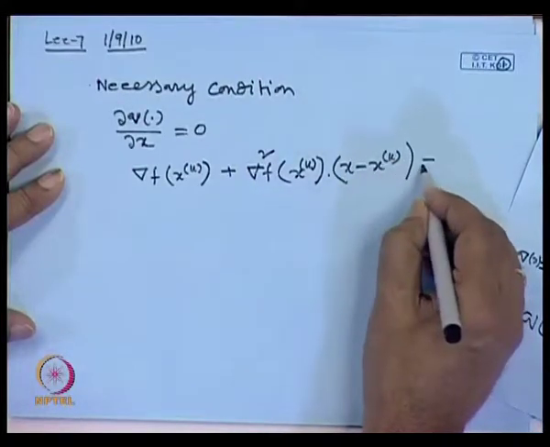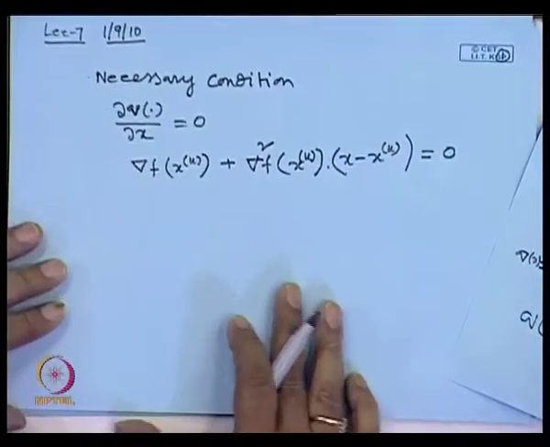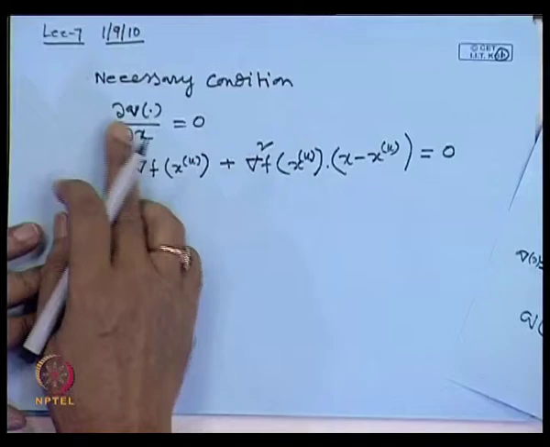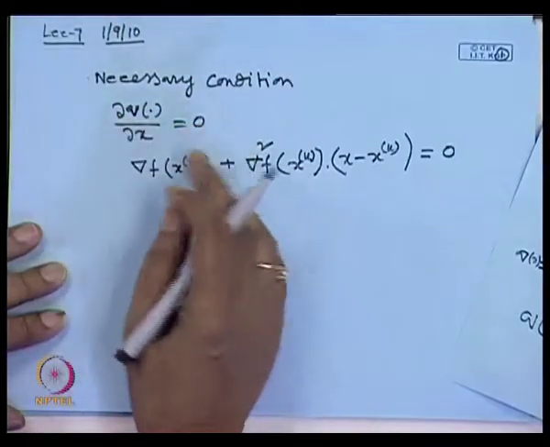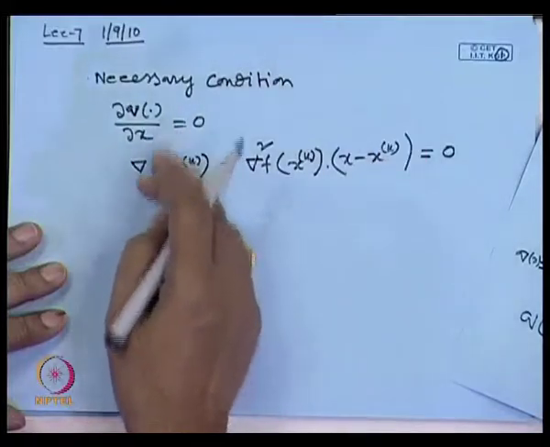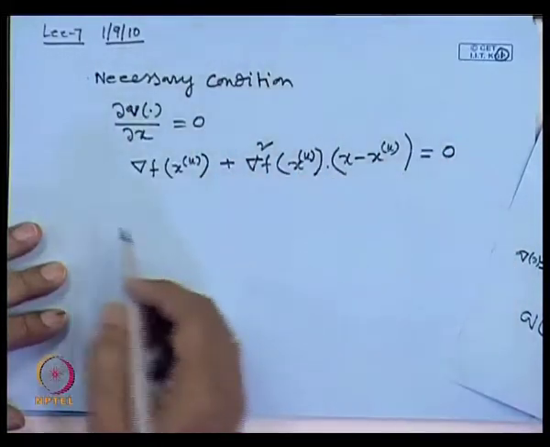Agree, it is equal to 0. So, what we are doing is nothing but assigning the gradient of q to 0. I am finding out the roots of this polynomial, whatever polynomial this is.